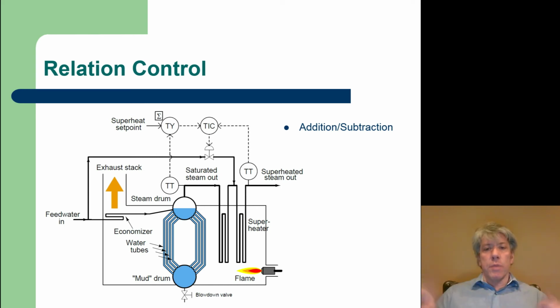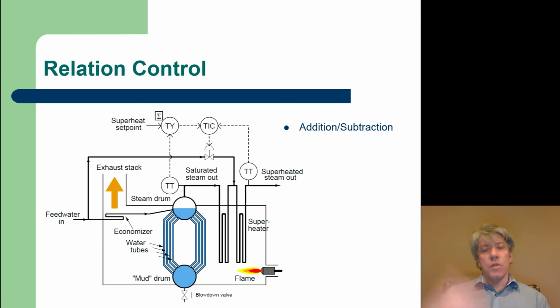So you see two temperature transmitters. The one on the right is measuring the superheated steam coming out. The one on the left is measuring the saturated steam. And the goal of the controller is to make sure that the superheated steam coming out is only so many degrees above the saturation temperature.